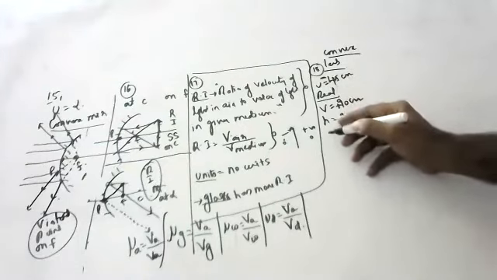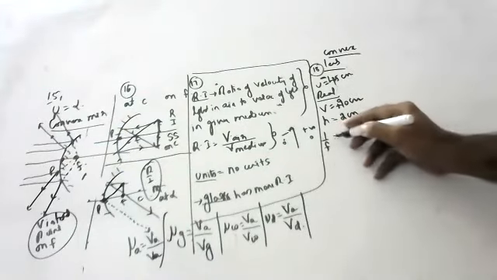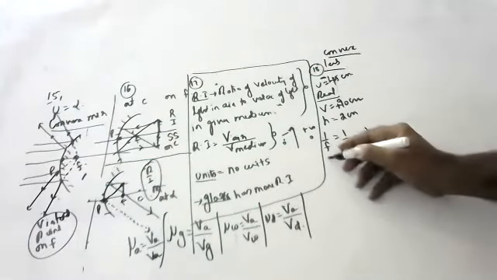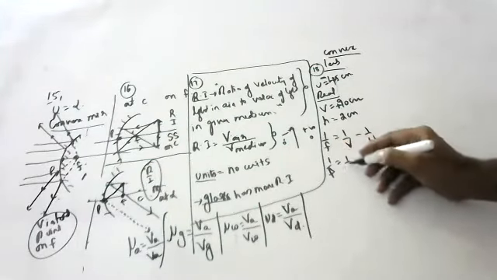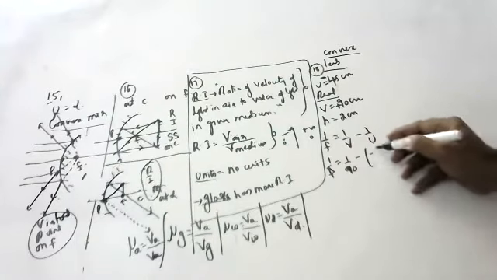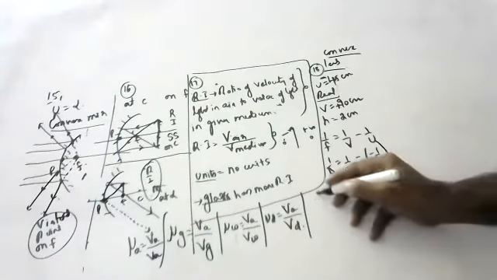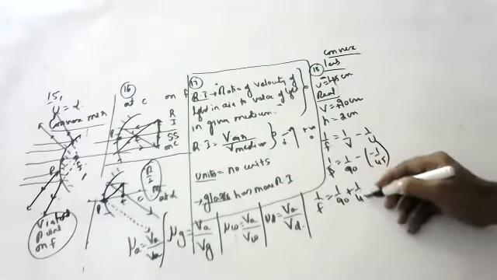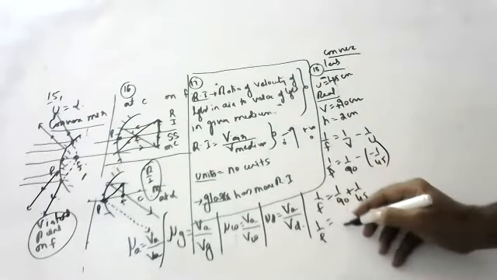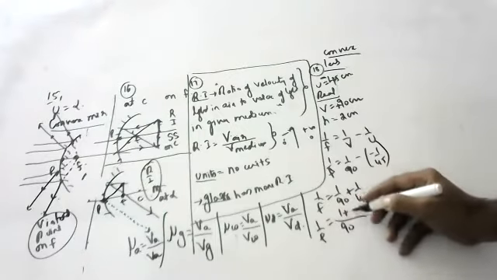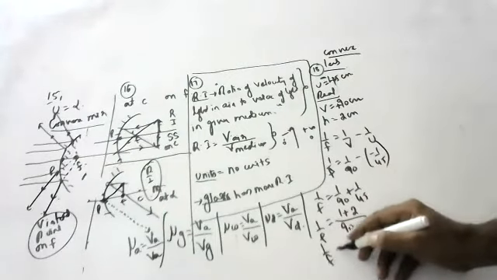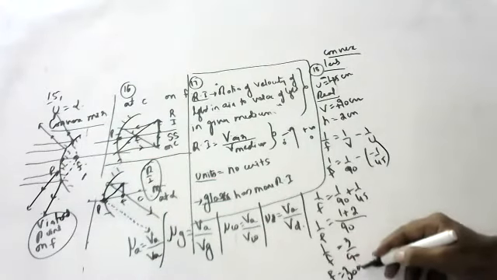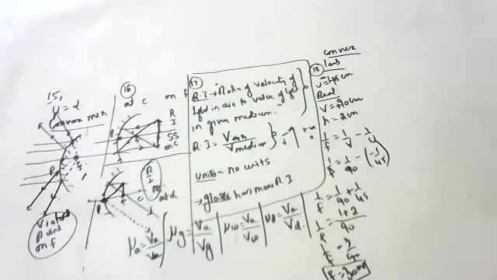So, let's find out the focal length, children. 1 by f is equal to 1 by v minus 1 by u, which is the lens formula. 1 by f is equal to 1 by 90 minus of minus 1 by 45, so 1 by f is equal to 1 by 90 plus 1 by 45. What is the LCM, children? 90 is the LCM. 1 plus 2, 1 by f is equal to 3 by 90. f is equal to 30 centimeters. Positive, so it is a convex lens, children.